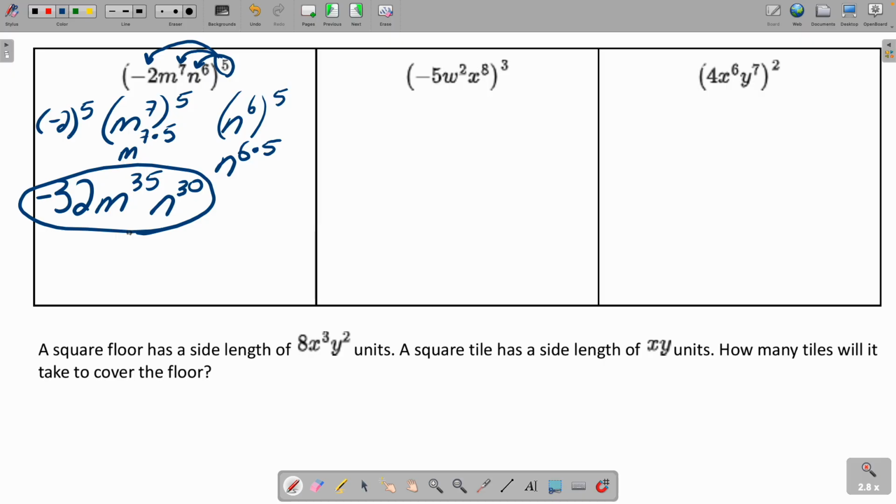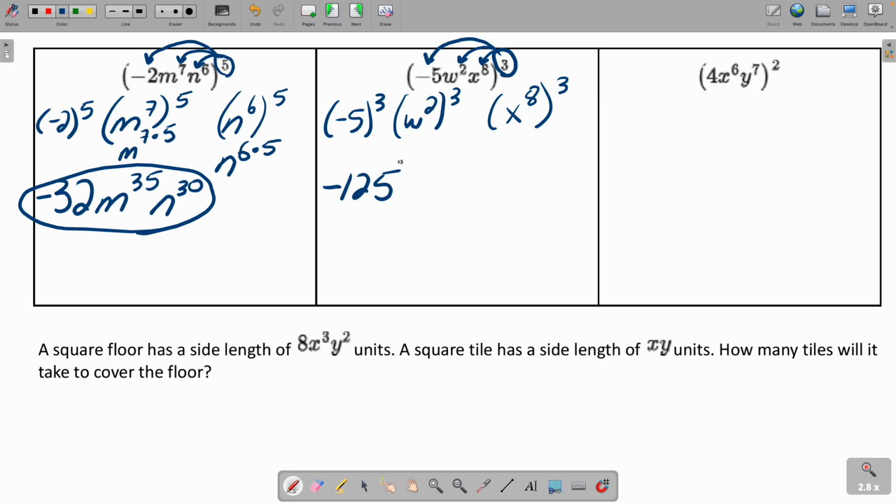In the next one, we have this raised to a power of 3. So we're going to go ahead and apply this 3 throughout. So we're going to have negative 5 raised to the 3rd. Then we'll have w squared also being raised to the 3rd, and then x to the 8th being raised to the 3rd. Negative 5 times negative 5 is positive 25, times another negative 5 is going to get us negative 125.